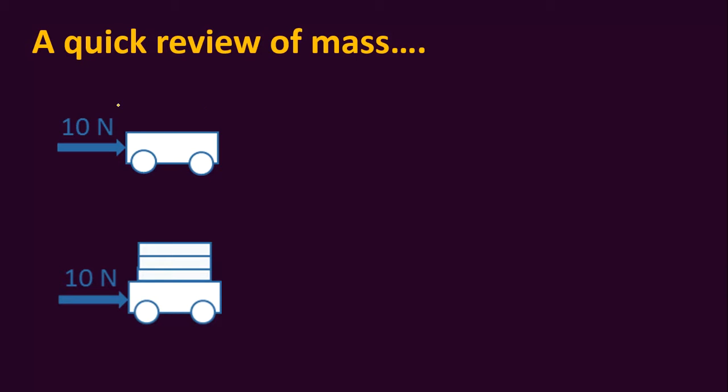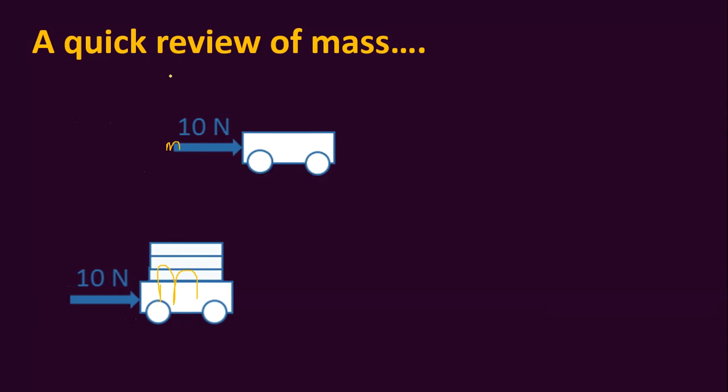Let's look at two lab carts that are being pushed by the same 10 Newton force. One cart has a small amount of mass and the other one has a large amount of mass because we've placed a couple of these metal bar masses on top. Take a moment and just predict how these carts are going to move compared to each other once I set this animation into motion. Will they move in the same way or will they move in different ways?